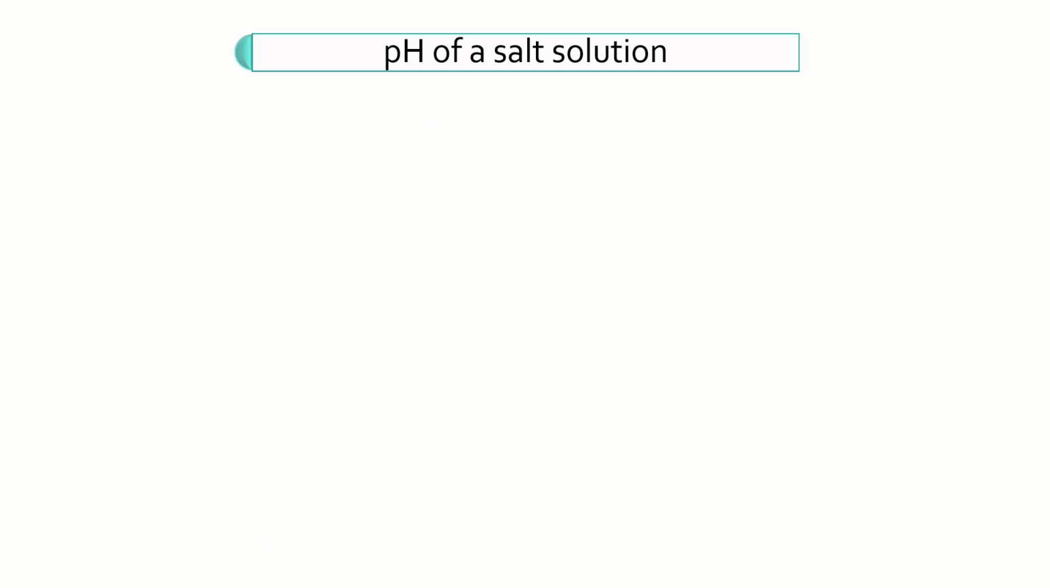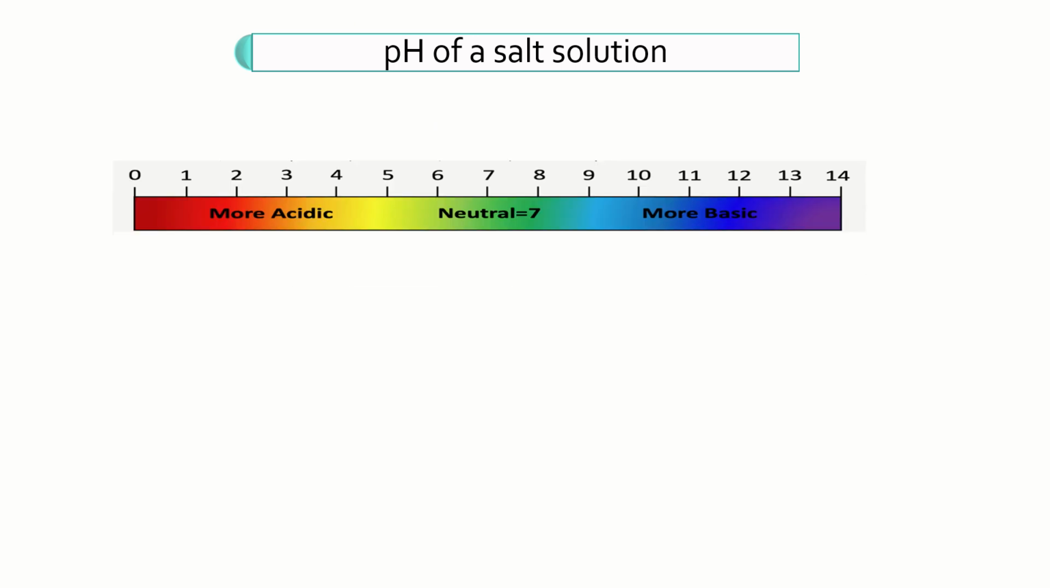Now we will see the pH of a salt solution. The pH value ranges from 0 to 14, telling whether the salt is an acidic, basic or neutral salt. On this pH scale, if the value is from 0 to 7, it is an acidic salt, whose hydrogen ion concentration is more. If the hydrogen ion concentration is less, or the hydroxide ion concentration is more, then the salt is basic. The range is from 7 to 14, and 7 is neutral.